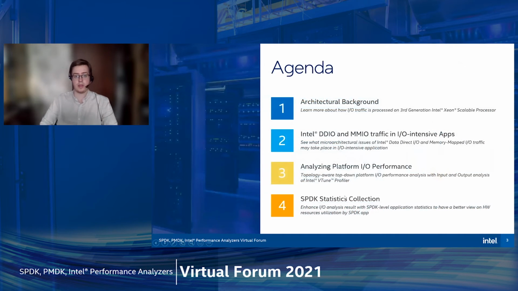So this is the agenda that we have for today. We're going to see some architectural background, to see how I/O traffic is processed on the latest Intel Xeon processor. We will see what types of such platform level I/O traffic exist, which are Intel data direct I/O and MMIO traffic, and we will see how these two types are utilized in I/O intensive applications.